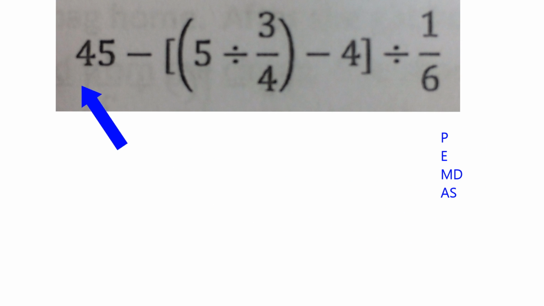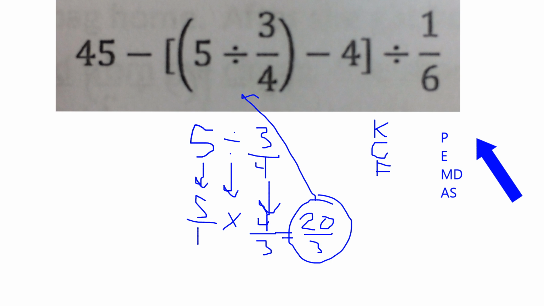Now, in this equation, what we're looking at is doing the innermost parentheses first, because parentheses come first. So this is what we're going to do first. I need to divide 5 divided by 3/4.